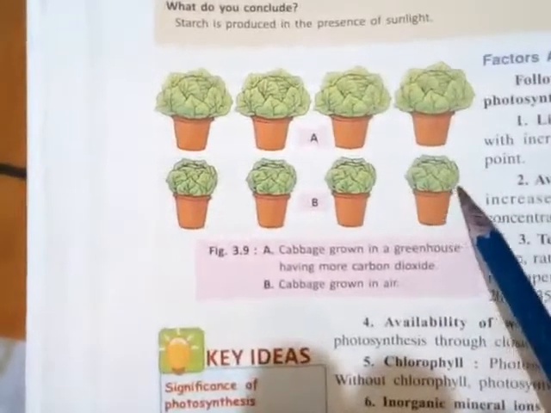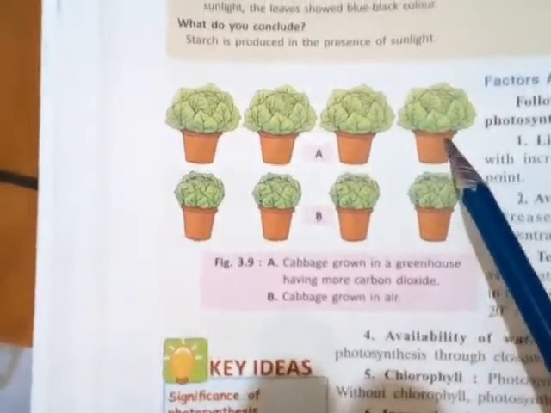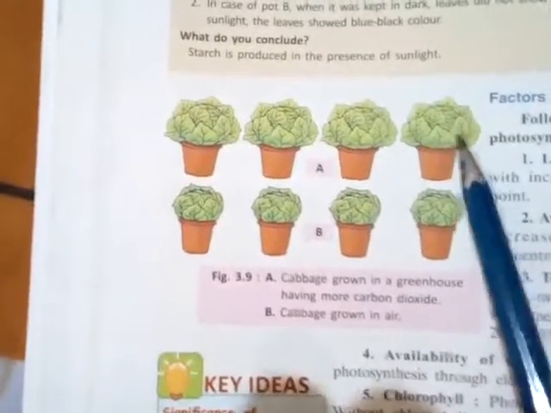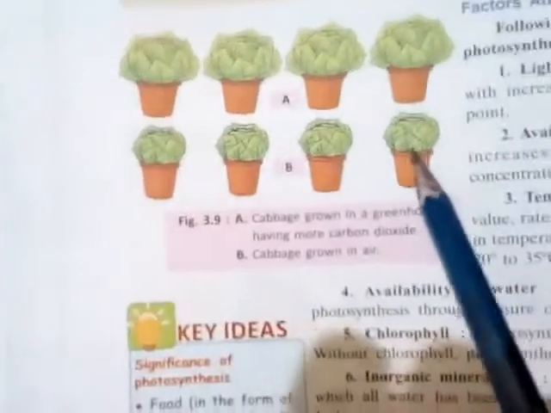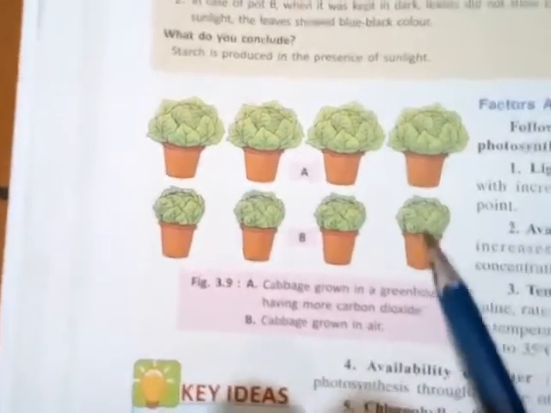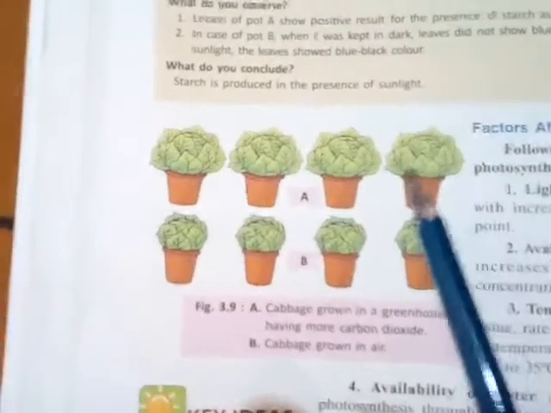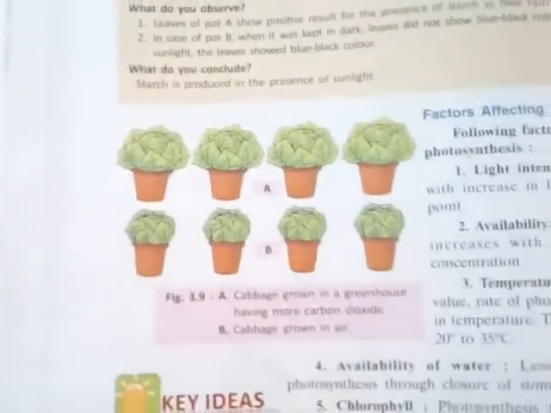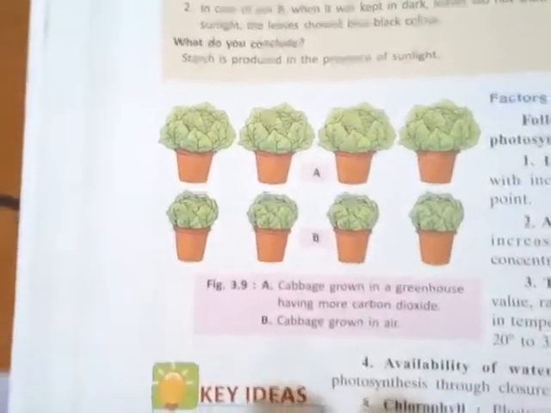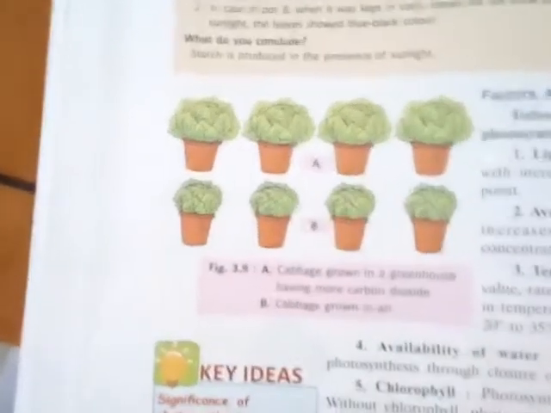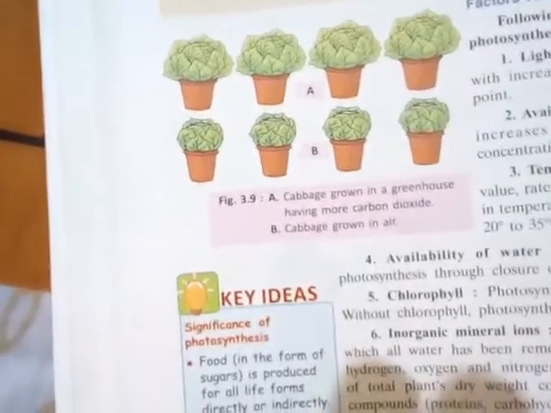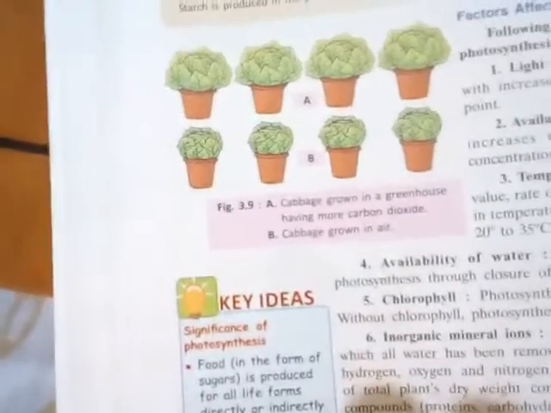In that one photosynthesis occurs, but the shape of the cabbage is not so good, while here the growth is very good. Why? Because a sufficient amount of carbon dioxide is not present there, but here a larger amount of carbon dioxide is present. That means carbon dioxide is also a very important factor for photosynthesis. So three important investigations as well as examples are shown here. The conditions are very important for photosynthesis.